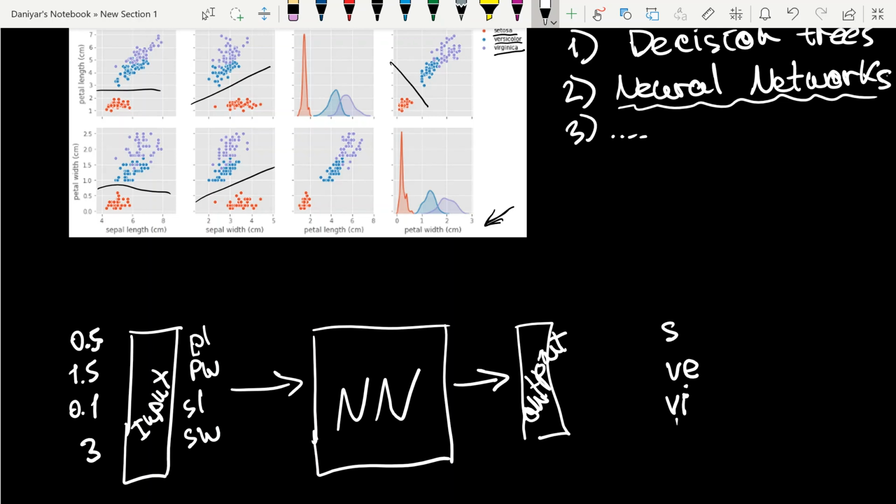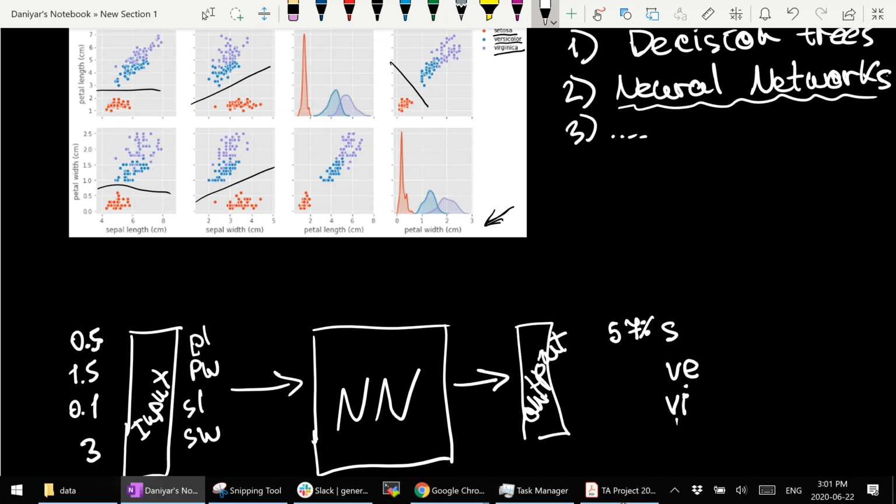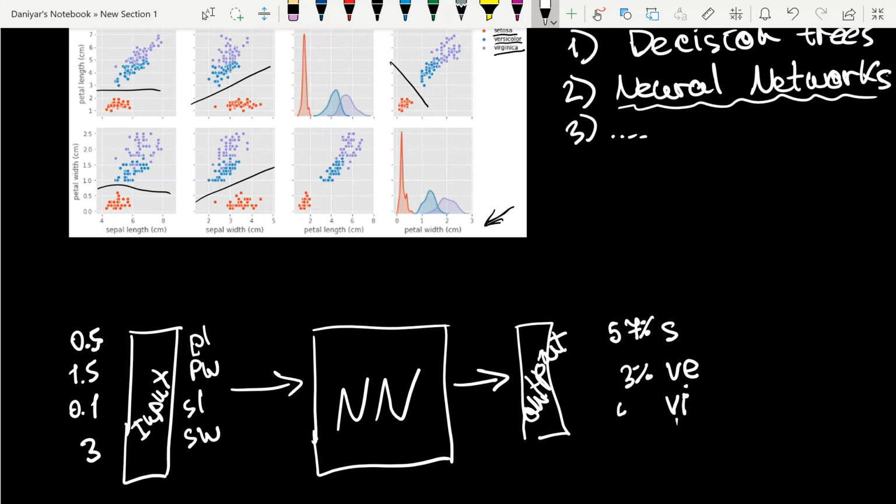The probabilities would all have to add up to 100%. So in this case, let's say this is 57% that this is a setosa flower, 3% that it's versicolor, and 40% it's a virginica iris. Then in our program, we'll choose the highest probability, and in this case, we know that the flower that corresponds to these features over here is most likely a setosa.